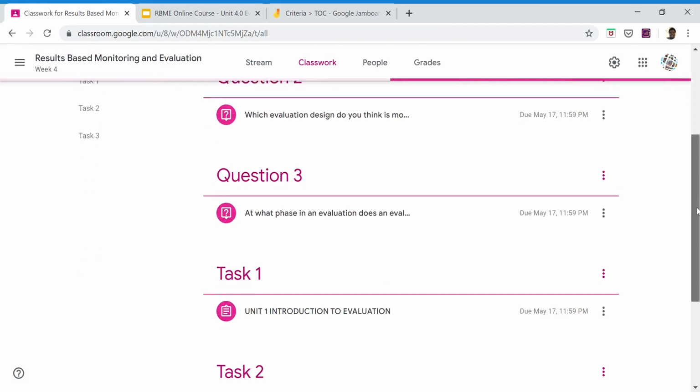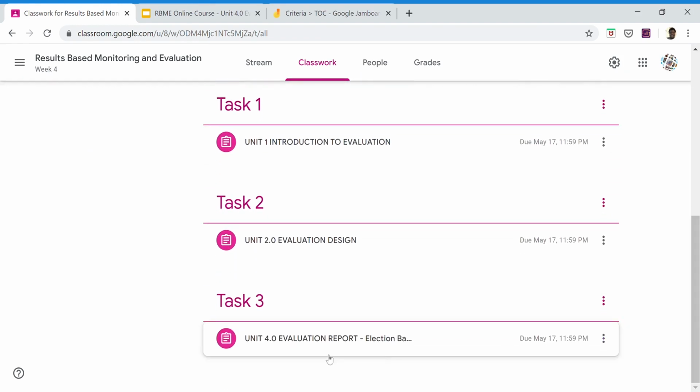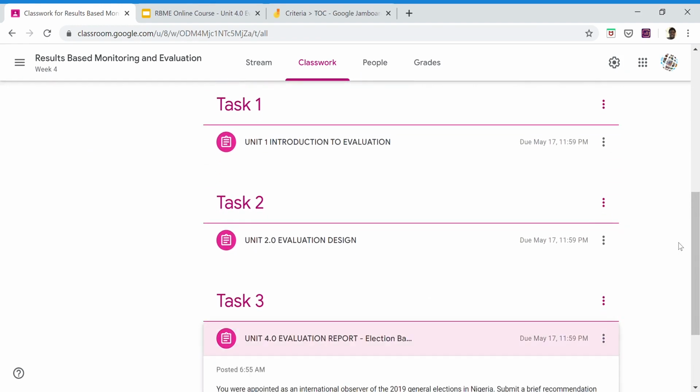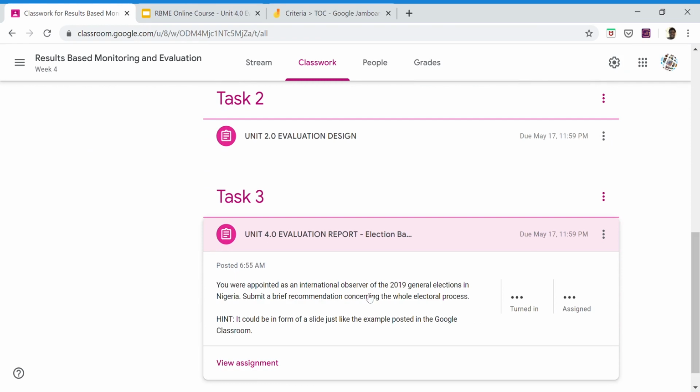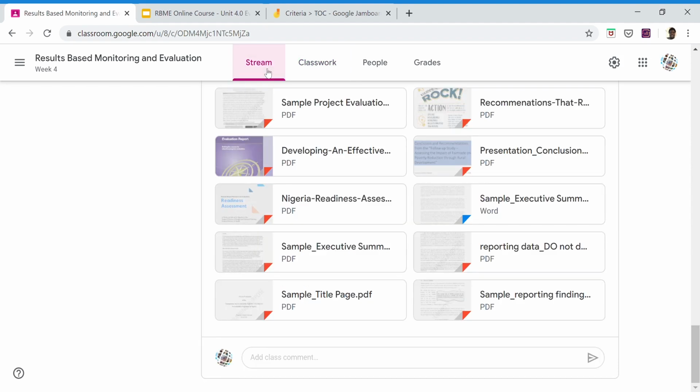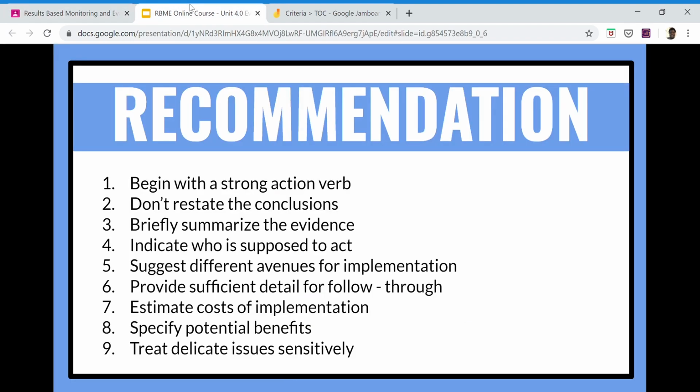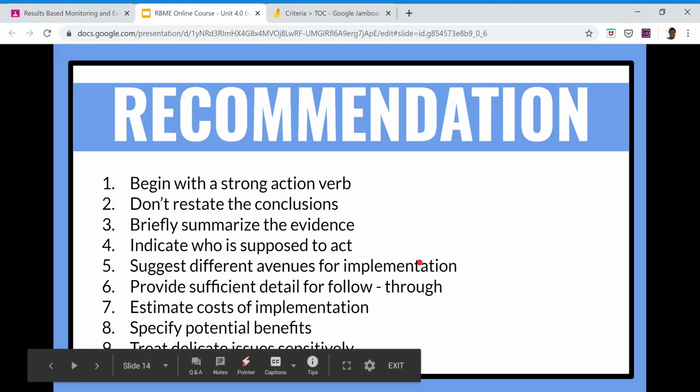So if we can quickly get to the classwork, which is this. You were appointed as an international observer of the 2019 general election. Submit a brief recommendation concerning the whole electoral process. You could use a Google slide as well. So that's the task you need to embark on. These are all things you need to think about in your recommendation.